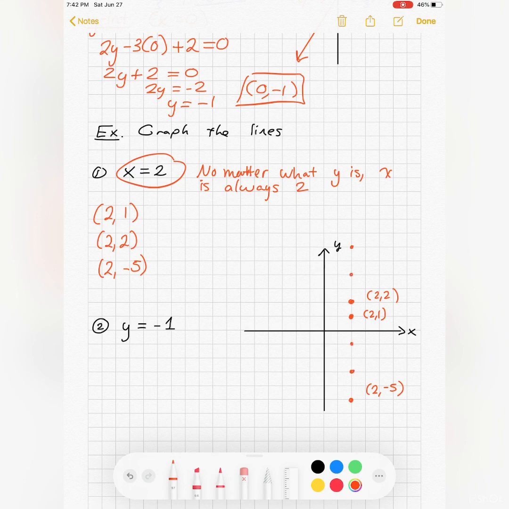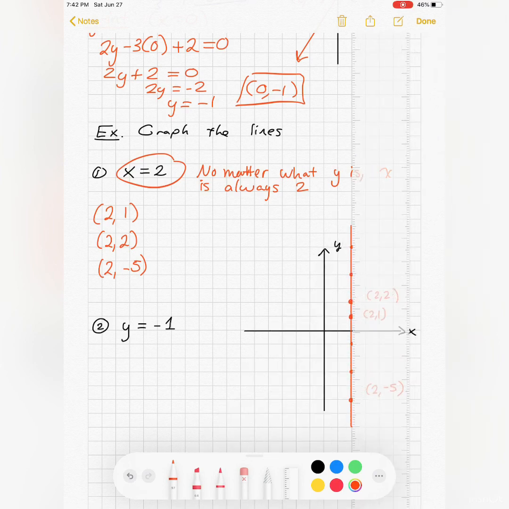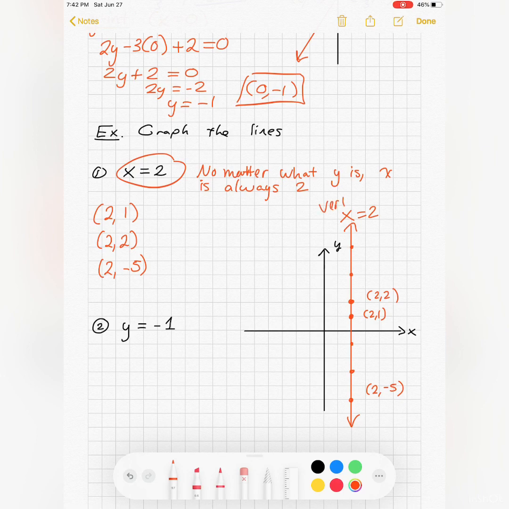So look at the line I'm going to get. So this is a special line. This guy's called a vertical line. That's a vertical line. So lines of the form x equals a number, those are vertical. They go up and down.